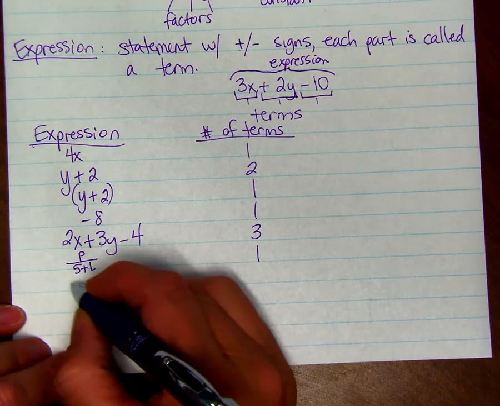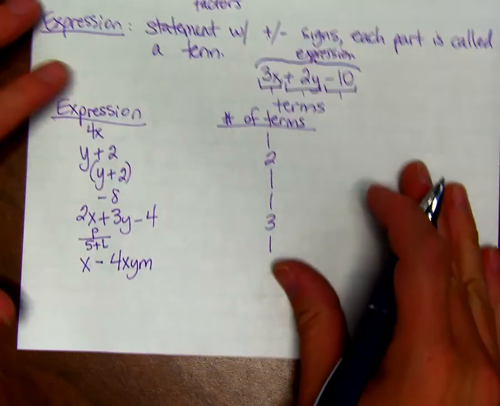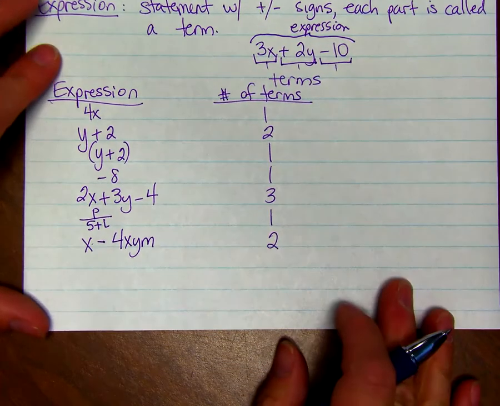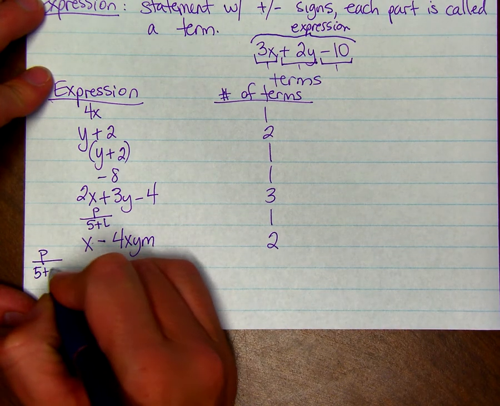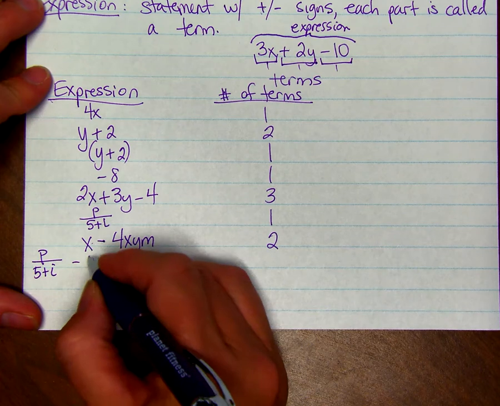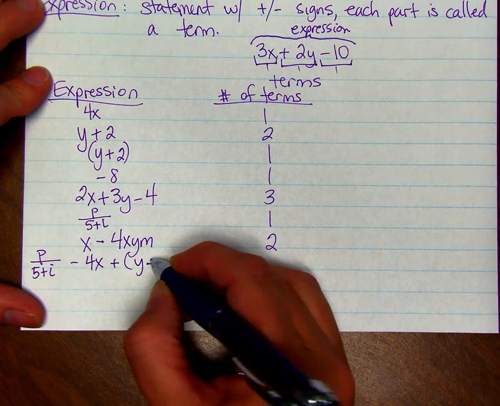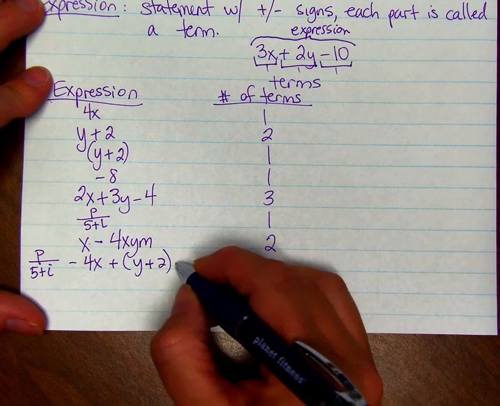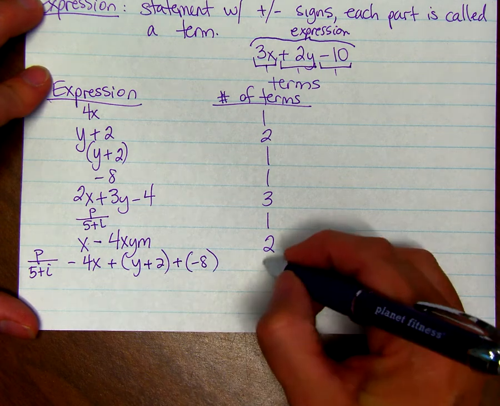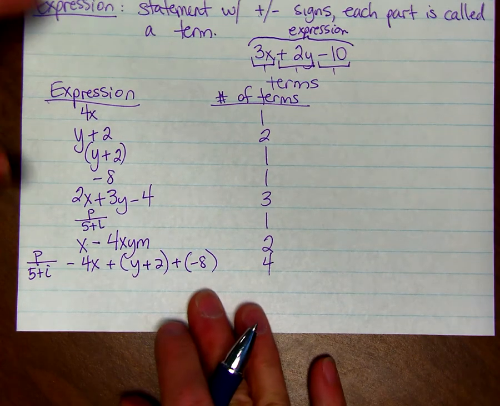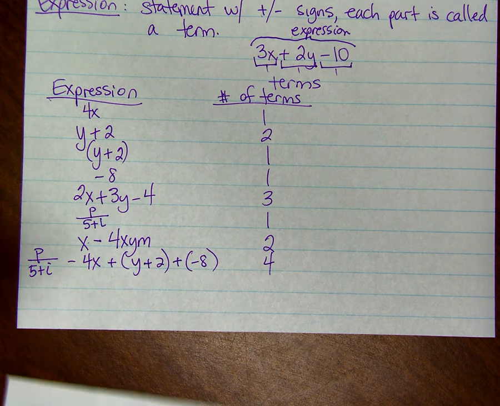And here's an example, x minus 4xym, that is 2 terms. One more example. P over 5 plus I minus 4x plus y plus 2 in parentheses plus a negative 8. This has 1, 2, 3, 4 terms. So those are some examples with expressions and terms.